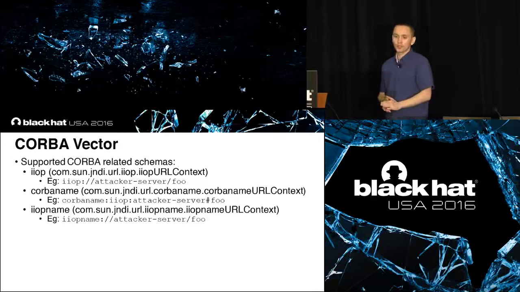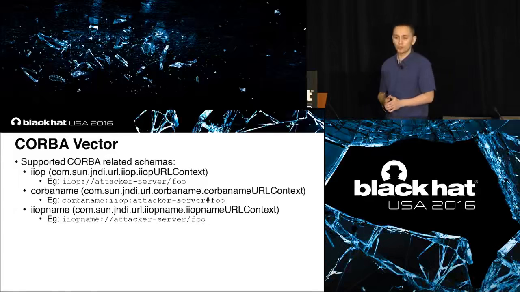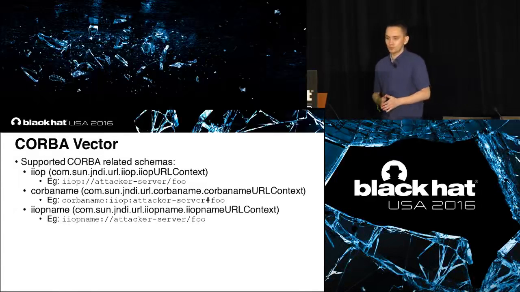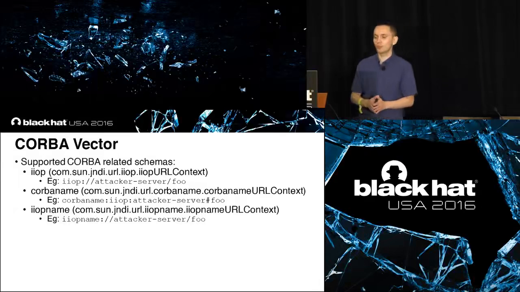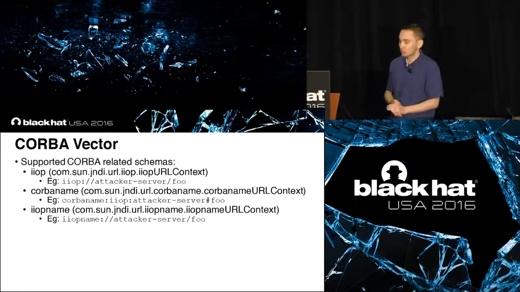We just saw what we can achieve with the RMI vector, but at the beginning of our talk, we said that it is not the only protocol supported in lookup calls. The next vector is CORBA. Java supports three types of CORBA URLs. We can see them all on our slide.